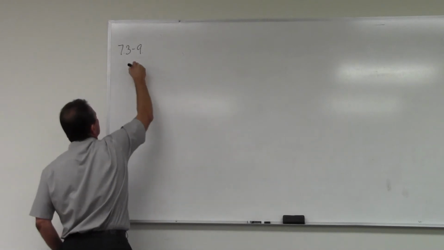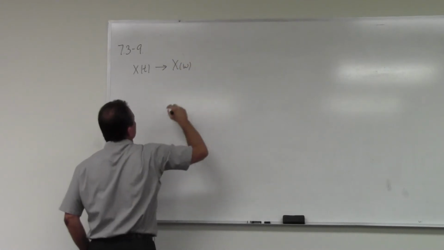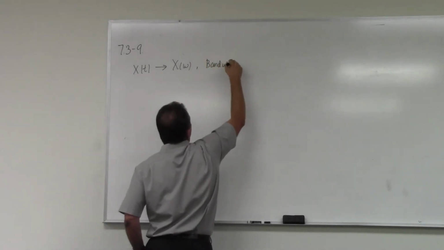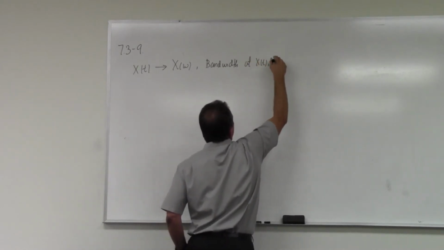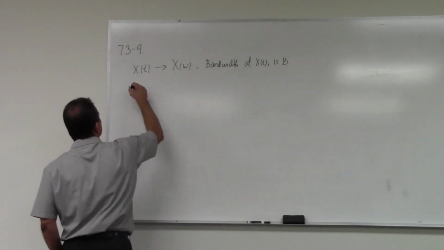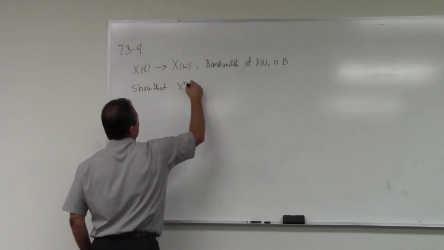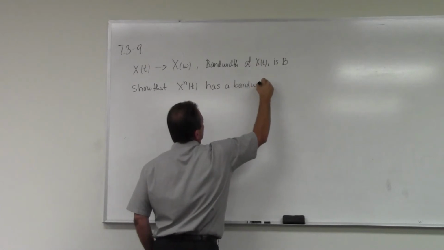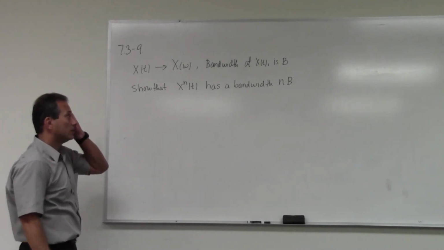It says that if x of t has a Fourier transform x of omega, and if the bandwidth of x of t is b, show that x to the nth power of t has a bandwidth n times b. Okay? First, the notion of the bandwidth.